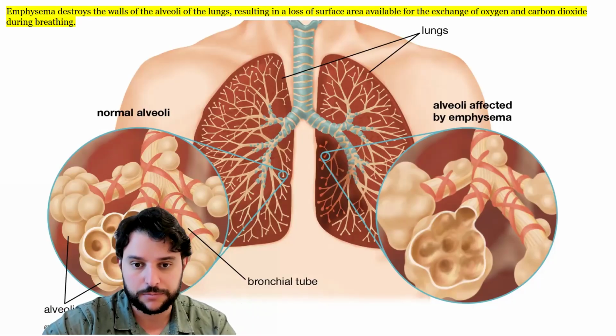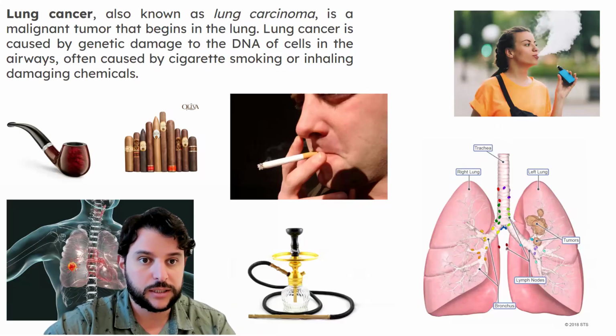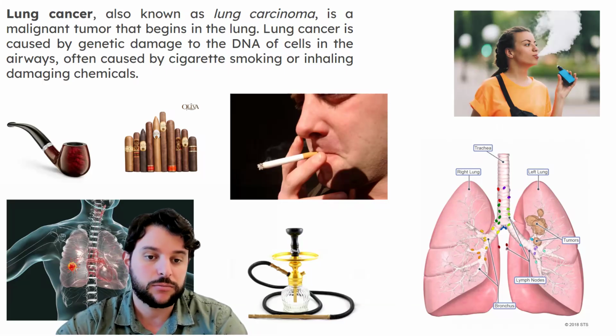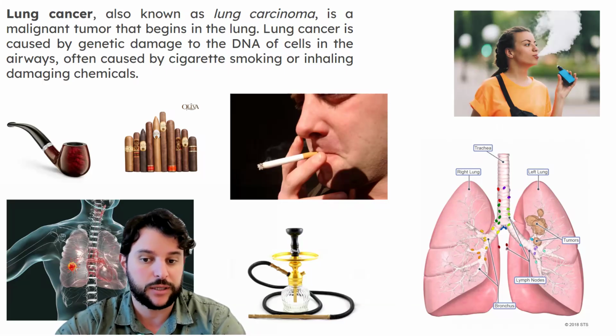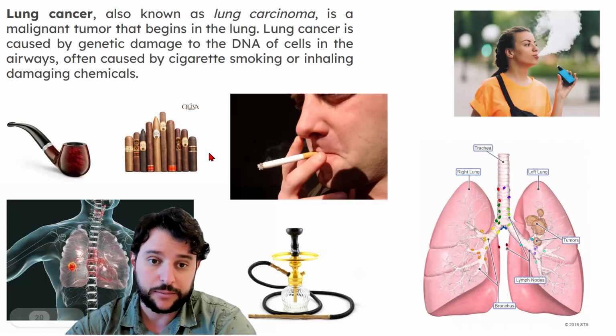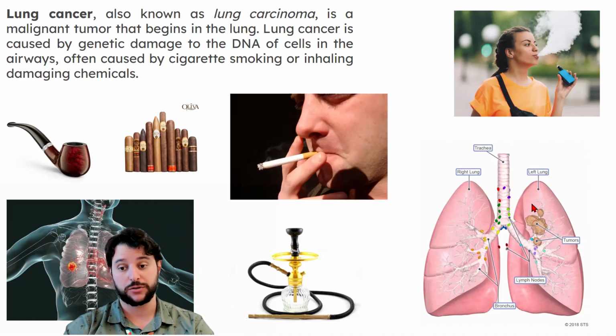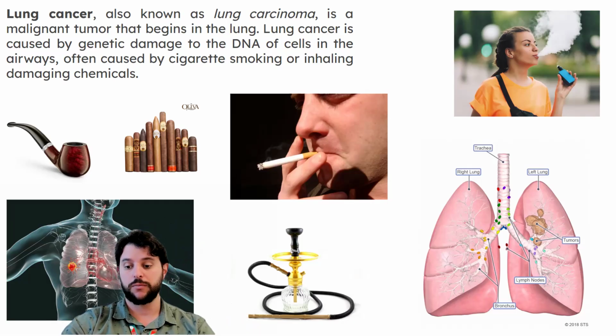Next one is lung cancer. Lung cancer is basically a cancer. We can have cancer in any kind of tissue in our body, but in this case, in the lung, and especially due to pipes, cigars, or narguilés, or cigarettes that will end up creating mutations in a specific group of cells that can develop into a tumor and then harm the lungs or eventually harm the whole body.